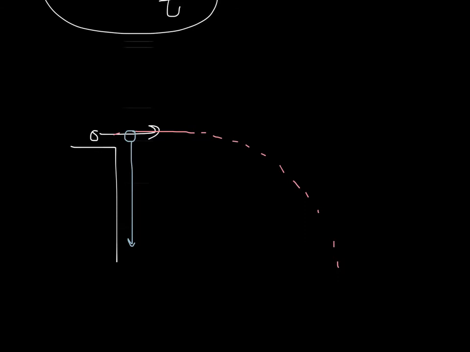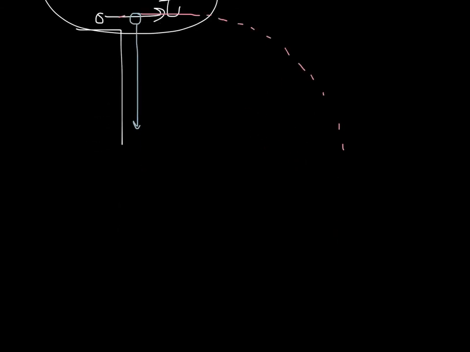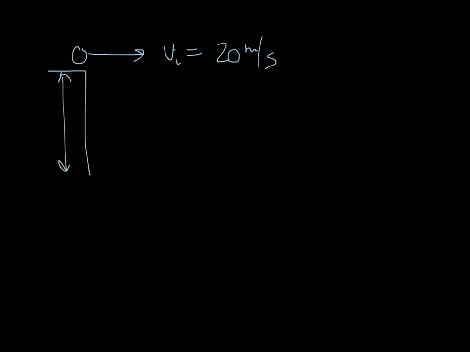That's it theoretically. Let's go to a math type problem for this. Let's say an object is fired from a cliff with an initial velocity of 20 meters per second, and the height of the cliff is 100 meters. We want to figure out how far it goes, or find the range.